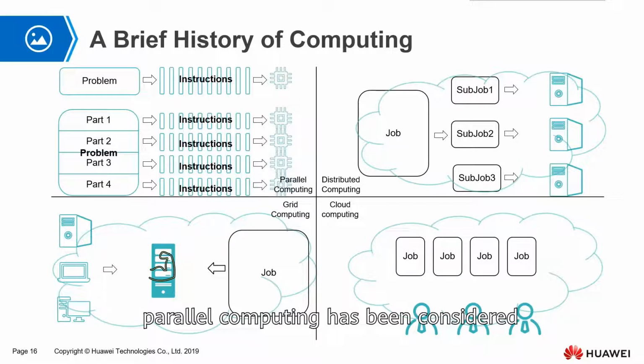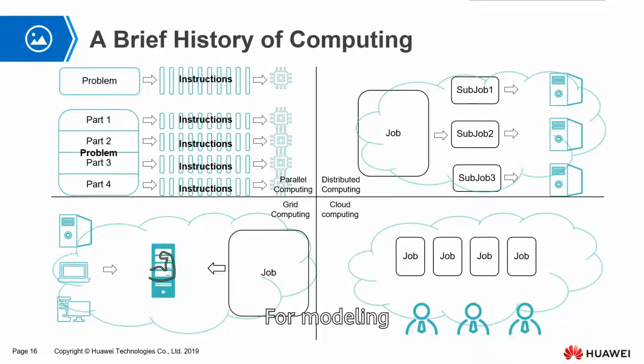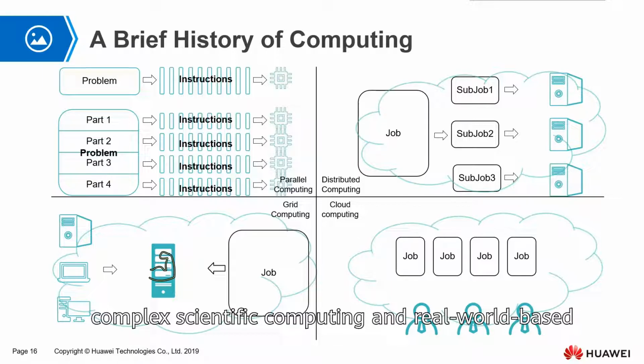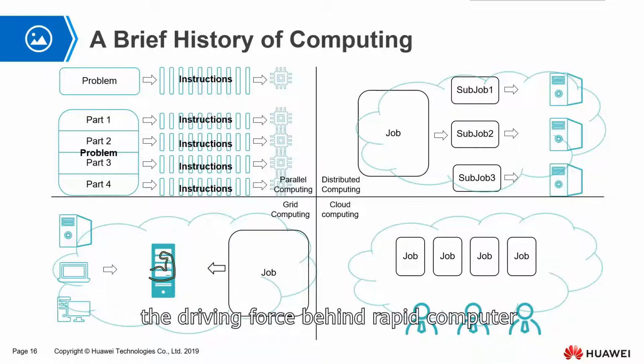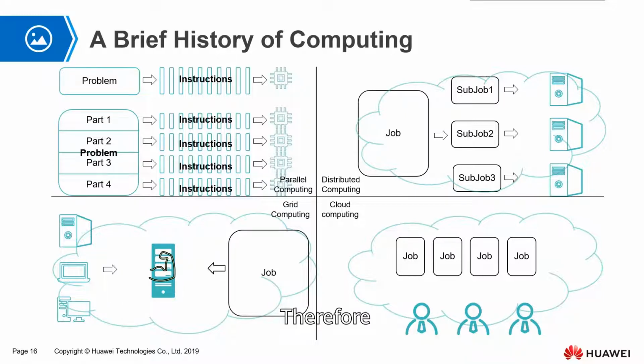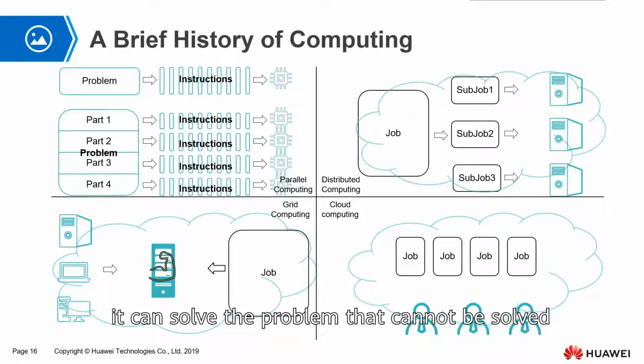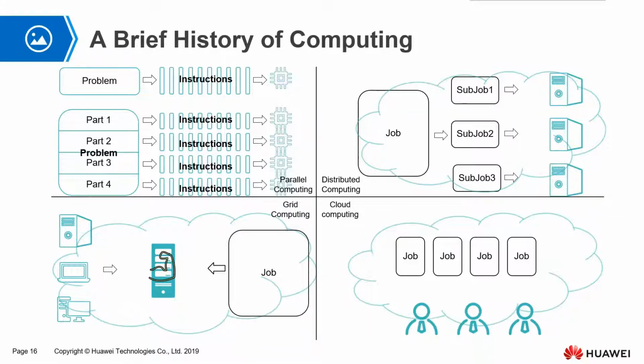Historically, parallel computing has been considered high-end computing. For modeling complex scientific computing and real-world engineering problems, business applications are the driving force behind rapid computer development, as they require complex methods to process large amounts of data. Therefore, the reasons for using parallel computing are as follows. First, it can save time and cost. Secondly, it can solve problems that cannot be solved using the serial mechanism.